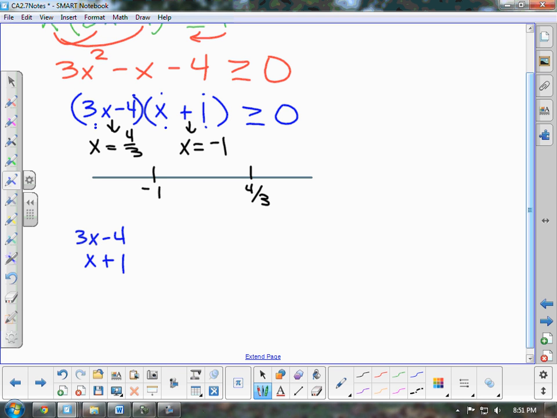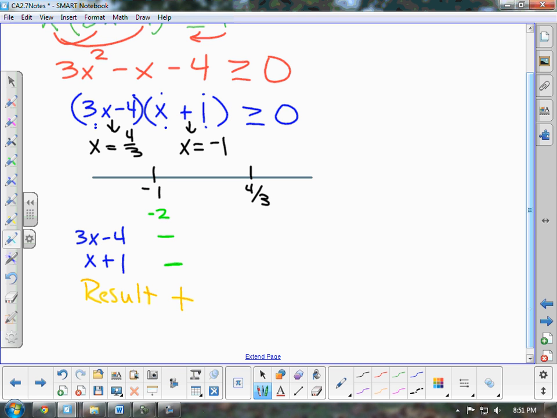You could make this into a table format if you want to and put lines in, but you do not need to. And then we have a result. Our first test value we're going to try is a negative 2. When you put a negative 2 into this, that's negative minus, so there's a negative. When you put a negative 2 into x plus 1, that is also negative. And when you multiply a negative and a negative, you get a positive.